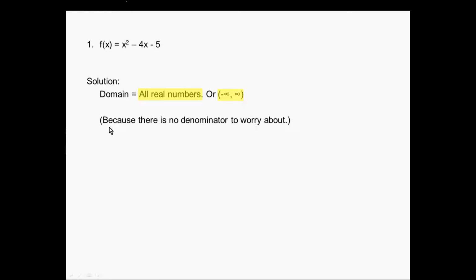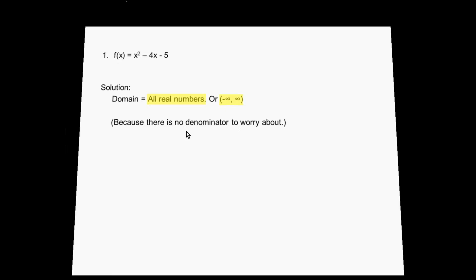Now again, this is the reason. There is no denominator to worry about. Okay? No variables in the denominator. So there's nothing to worry about.